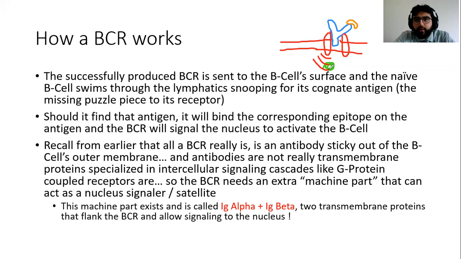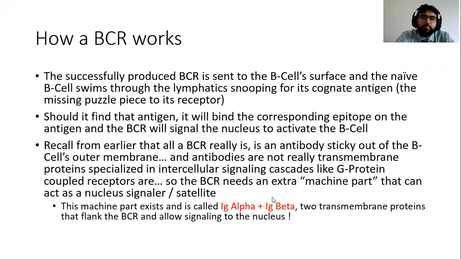Now, don't get confused by the name. Ig alpha and Ig beta are not immunoglobulins that are like IgA and IgB. That's not a thing, no. Well, IgA is a thing, but it has nothing to do with Ig alpha. This is just the name of this complex that assists the B-cell receptor in signaling. Okay. So just keep that in mind.